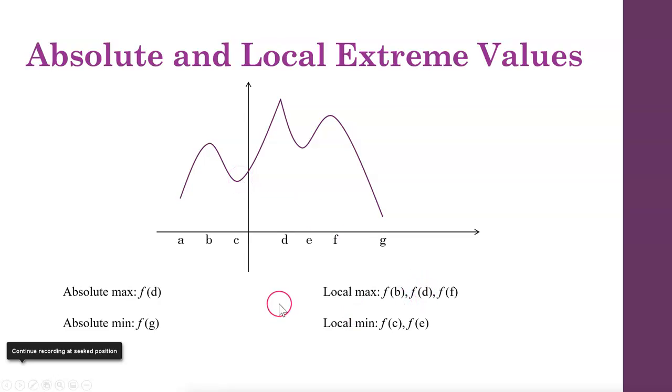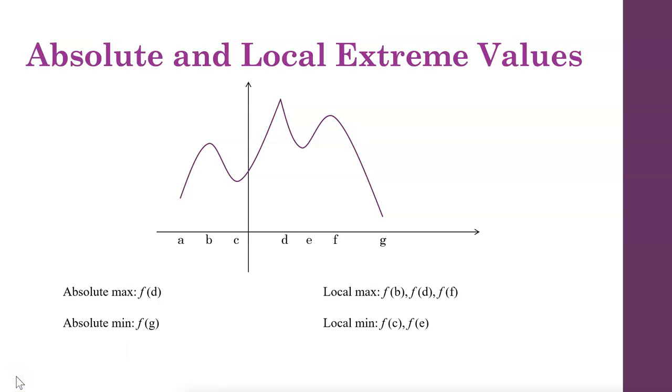Notice that at f of d I have both an absolute max because that point is higher than every other point, and also a local max because it's higher than all the points near it. While at g I have an absolute min. It is lower than all the other points in the graph, but it's not a local min because it's not lower than the other points to the right of it. Those points are not part of my domain.